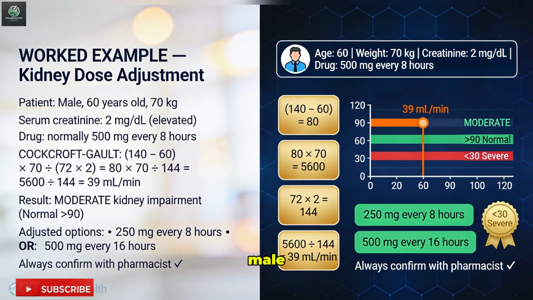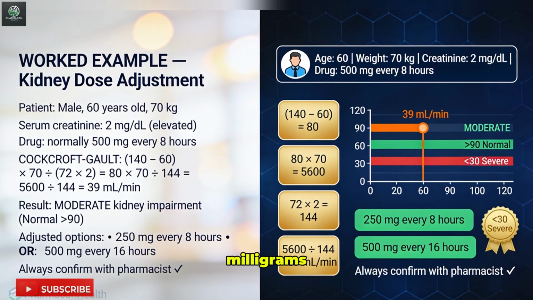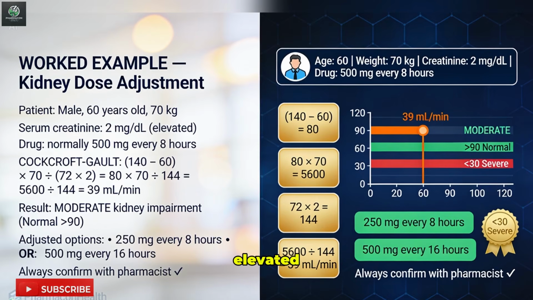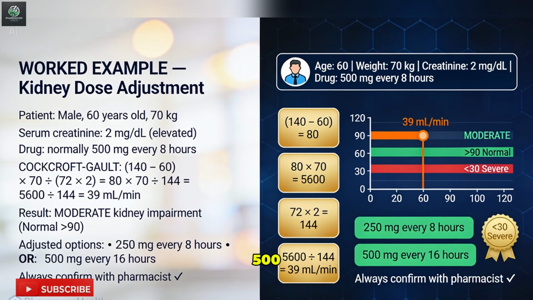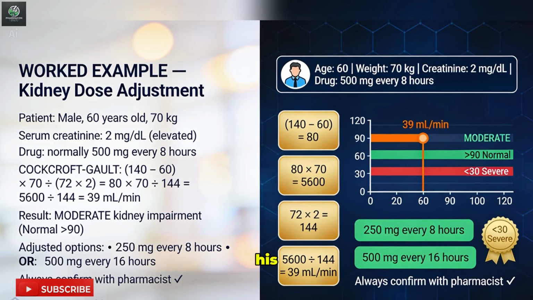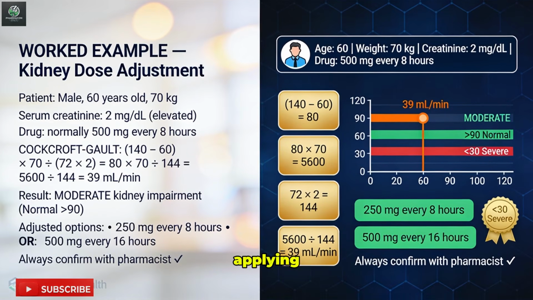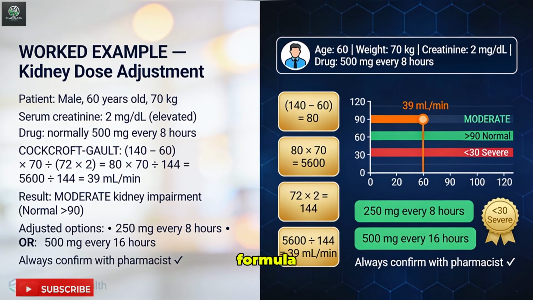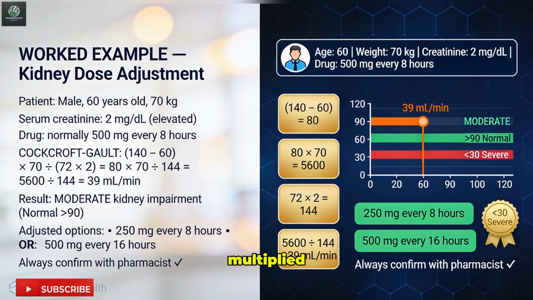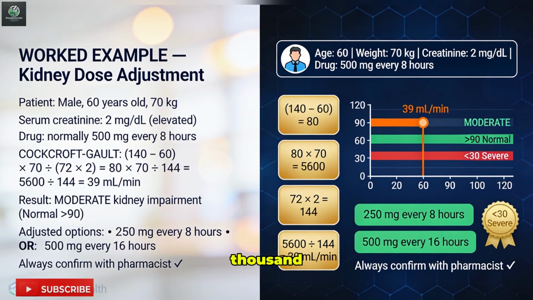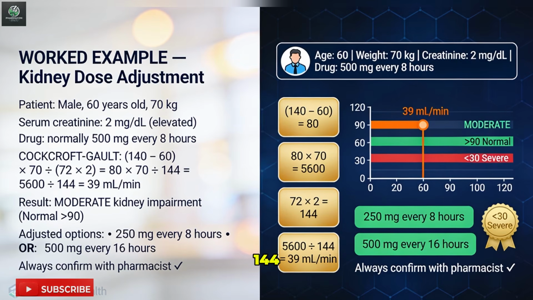A 60-year-old male patient weighing 70 kilograms has a serum creatinine level of 2 milligrams per deciliter, which is elevated. He needs an antibiotic that is normally dosed at 500 milligrams every 8 hours. His creatinine clearance must be calculated first. Applying the Cockcroft-Gault formula, 140 minus 60 equals 80. 80 multiplied by 70 equals 5,600. 72 multiplied by 2 equals 144.